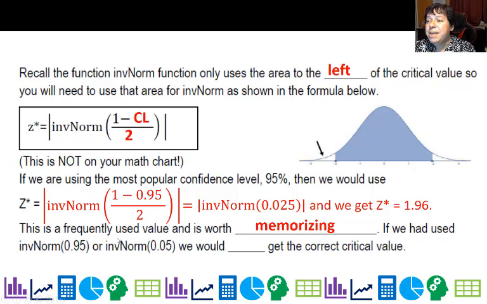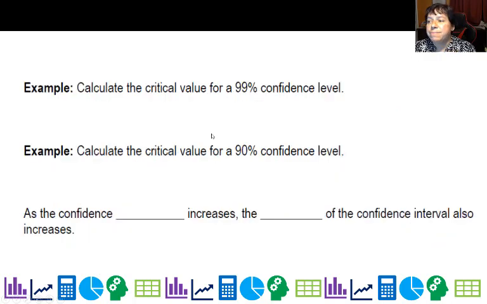If I had been tempted, for a 95% confidence level, to do inverse norm of 0.95 or even 0.05, I'm going to get the wrong value because that's not how much that area is going to be. I have to subtract that middle part from 100% and divide by 2. So make sure you use this to calculate your area.